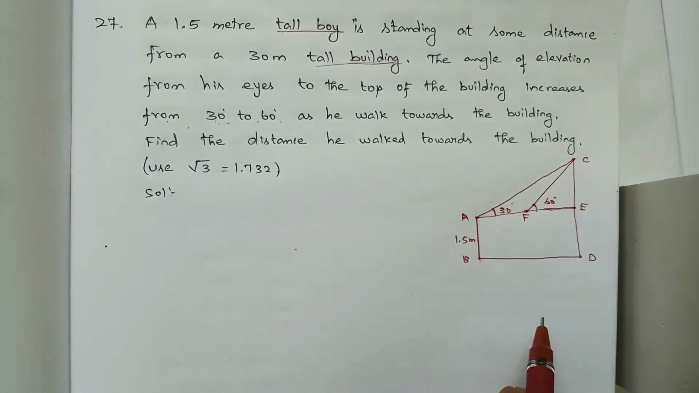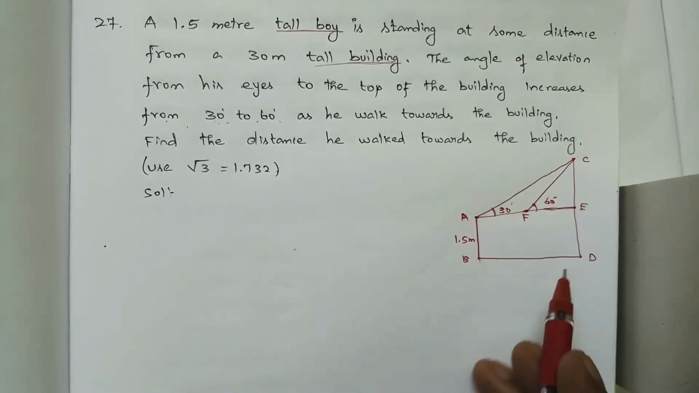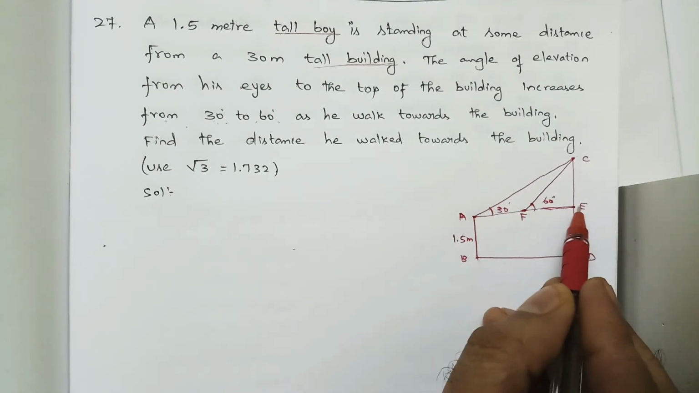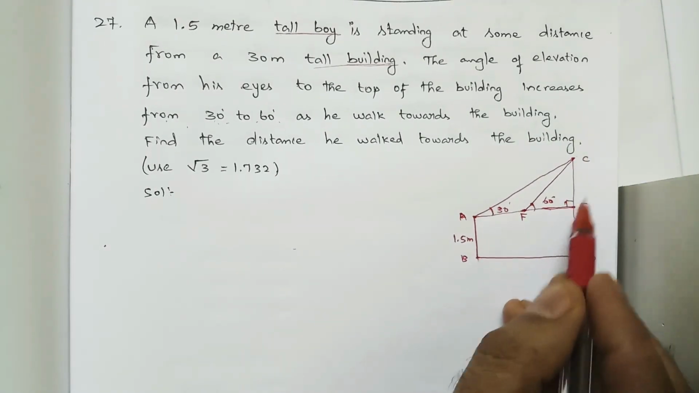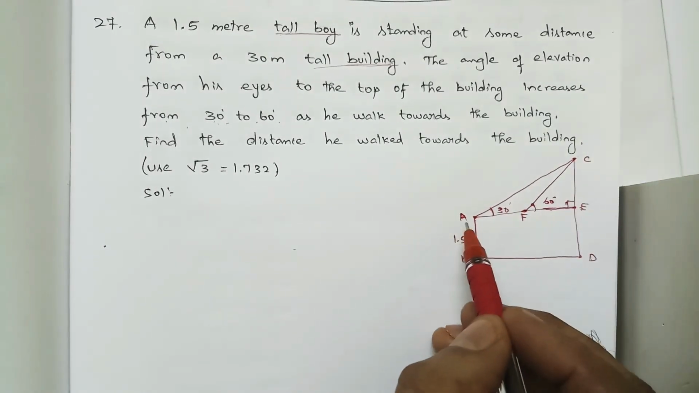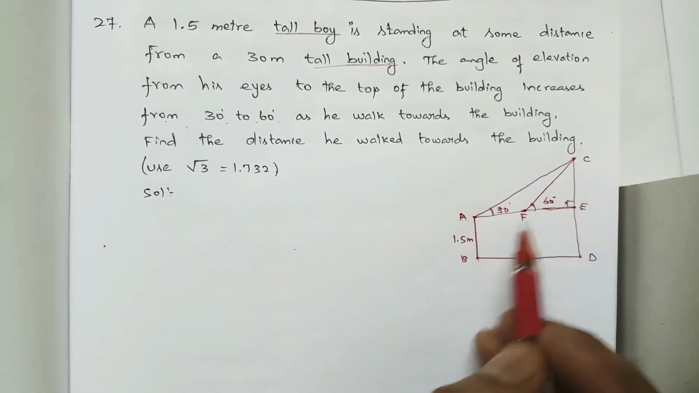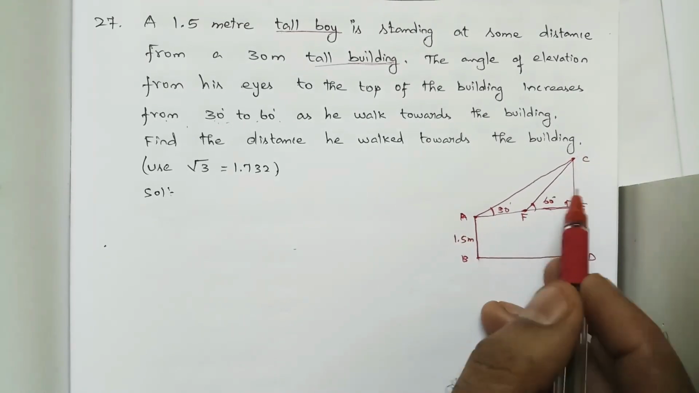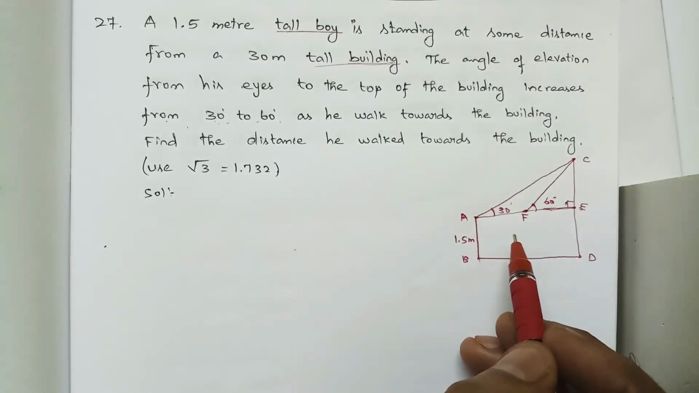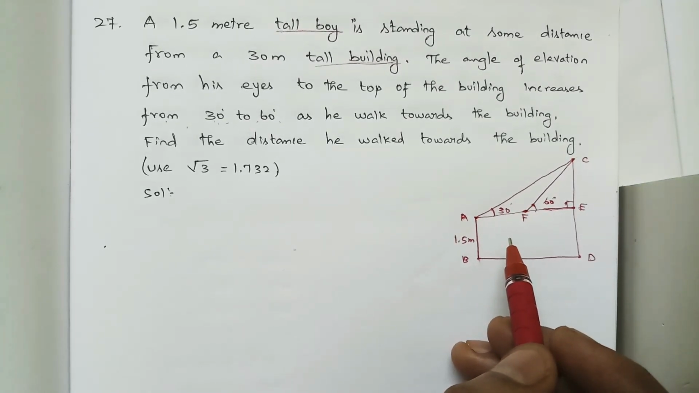From the diagram we are going to find the answer. Now we have two right angle triangles: one is FEC and the other is AEC. For the two right angle triangles, what things do we need? The adjacent side and the opposite side. We'll check whether we have the adjacent and opposite sides or not.